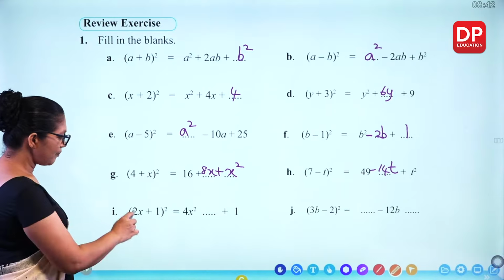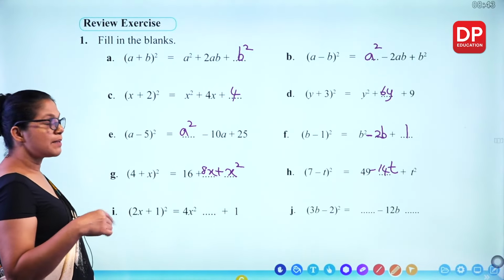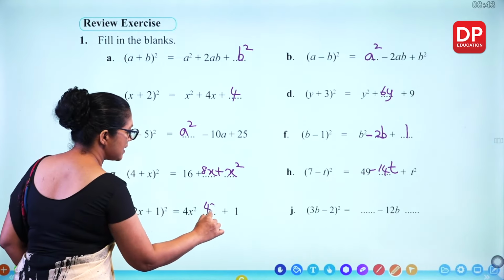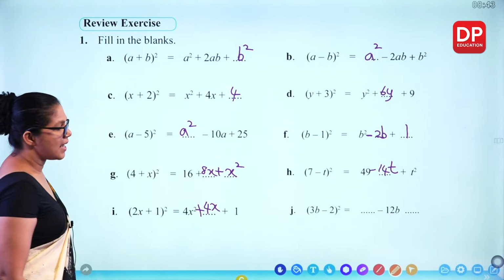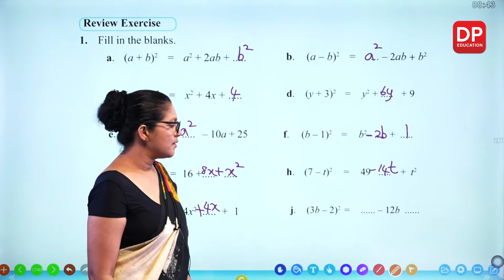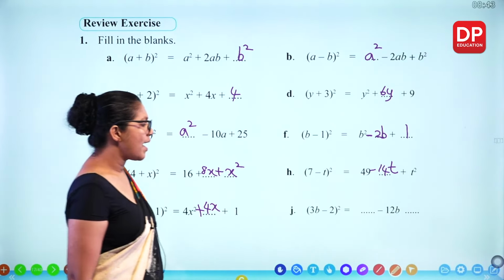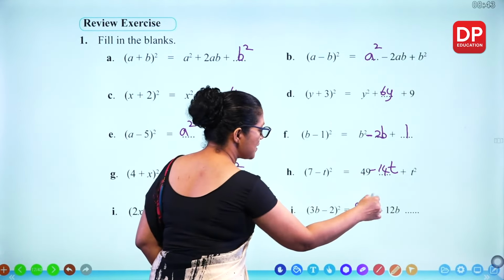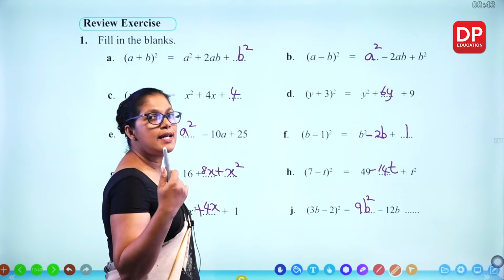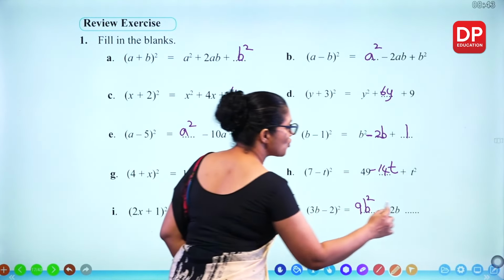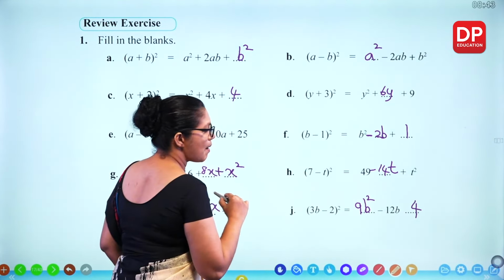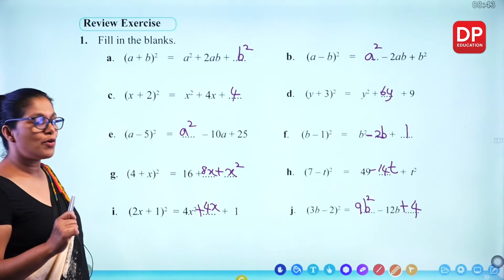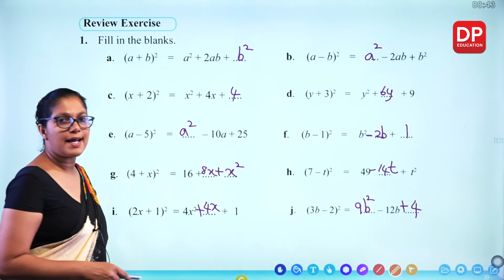This one, first term squared is given. So what's the middle term? Double of these two. 2 times 2x becomes 4x. So what's the sign? Plus. This one, first term is 3b squared. 3 times 3, 9. So you get 9b squared. The middle term is given. And the last term again, last term squared. 2 times 2, 4. But this is plus. So always first term and the last term plus, and the middle term only changes depending on the sign here.